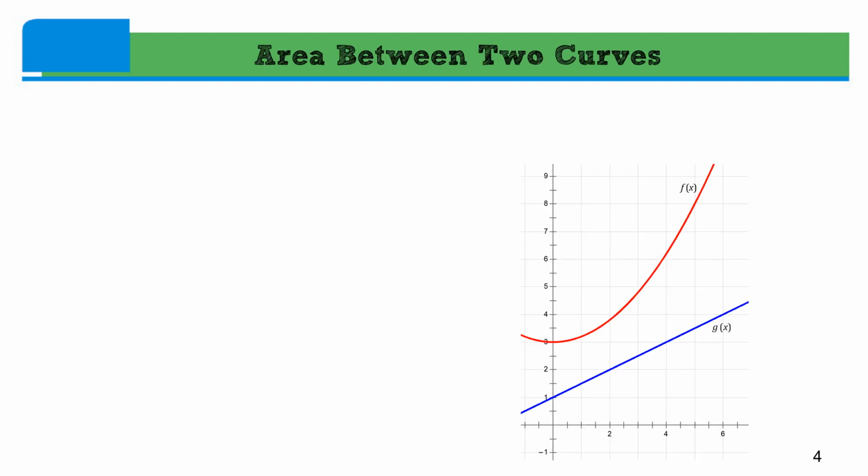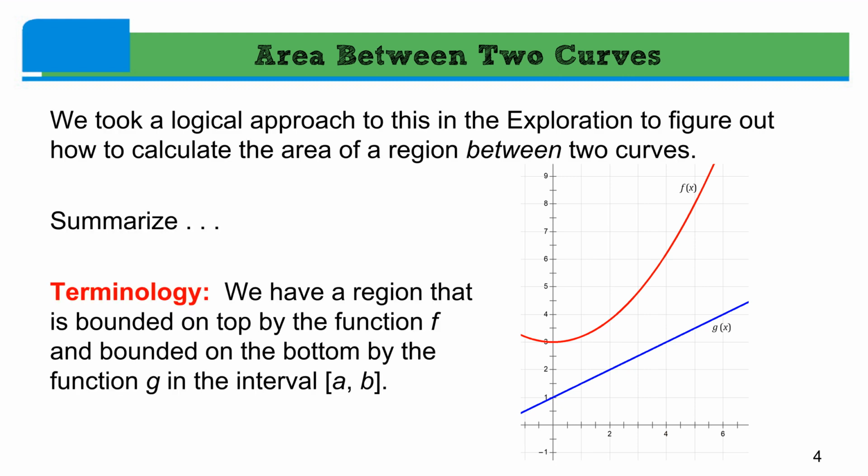Okay, so you'll remember we did this, and we found the area between those two curves by doing top minus bottom. We'll get back to that in a second, but I want to make sure that you understand the terminology.